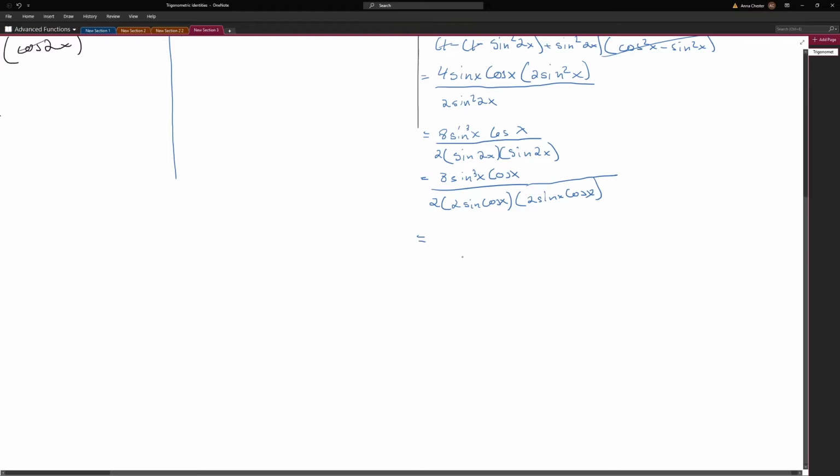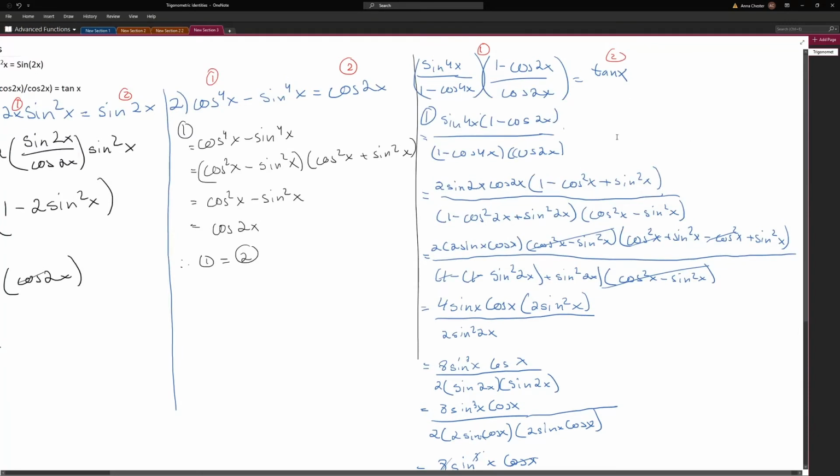Now let's actually distribute everything. So we would get 8 sine to the power 3 of x cos of x divided by 2 times 2 times 2 is 8. Then we have sine x times sine x, that's sine squared of x. And then we have cos x times cos x, that's cos squared of x. So from here, the 8's cancel out, the 3 and the 2 cancel out, leaving 1 at the top. This removes it, and this becomes 1. So what we're left with is sine of x over cos of x, which is equal to tan of x.